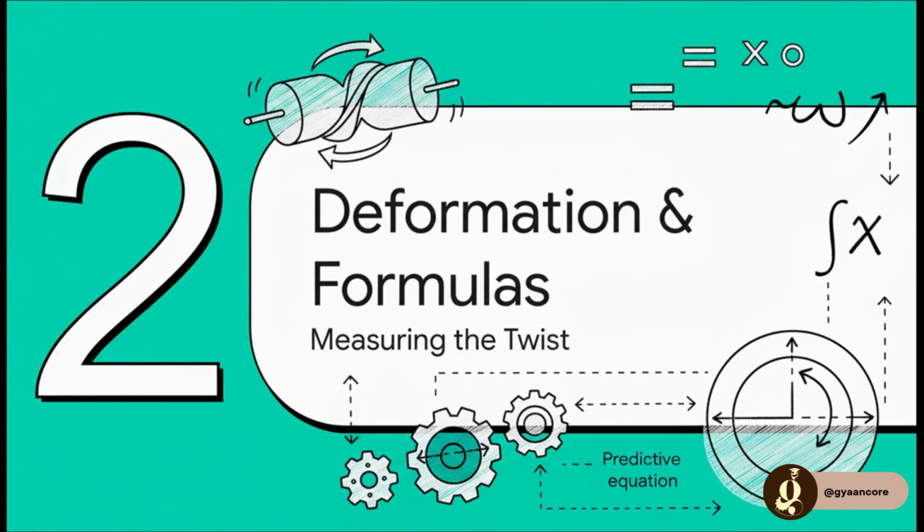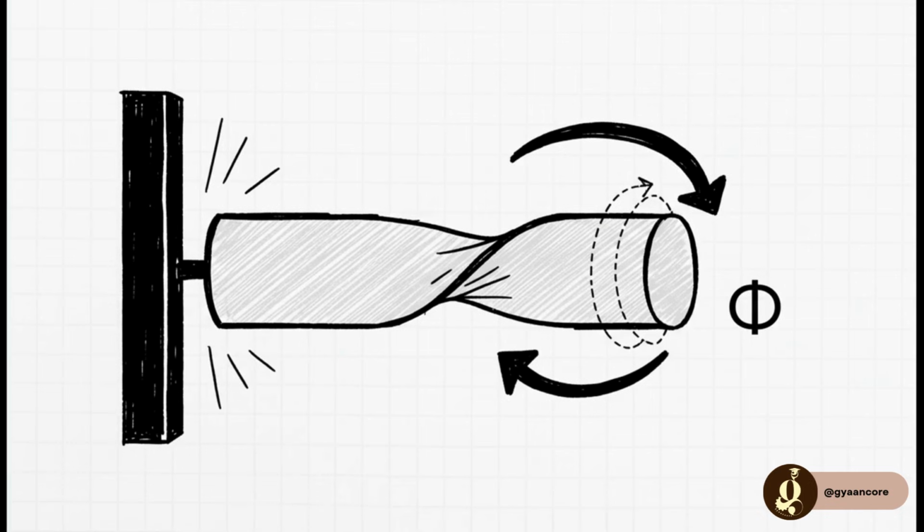So we can see the twist, which is cool, but how do we actually measure it? How can we predict it? Well, that's where the formulas come in. The total amount of rotation, from one end of that bar all the way to the other, is what engineers call the angle of twist. We use the Greek letter phi for that. And that is the main thing we want to calculate.